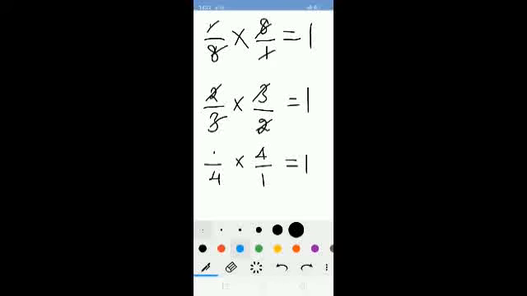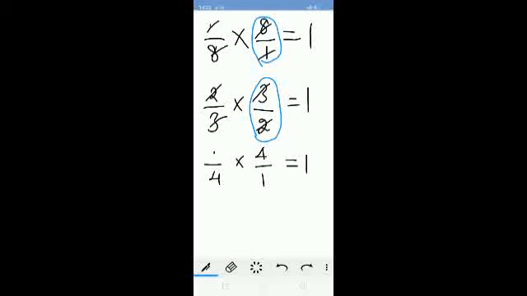So for the first problem, 1 by 8, what is the multiplicative inverse? It's 8 by 1. And for the second problem, 2 by 3, the multiplicative inverse is 3 by 2. And for the third problem, 1 by 4, the multiplicative inverse is 4 by 1. Right? So this is what we have to remember for the existence of the multiplicative inverse: for the given number, we have to consider the reciprocal of the number.